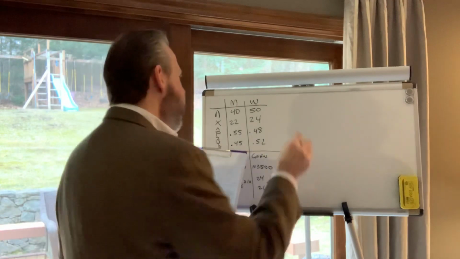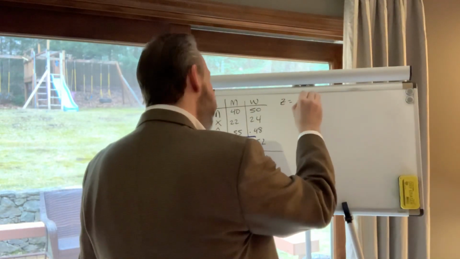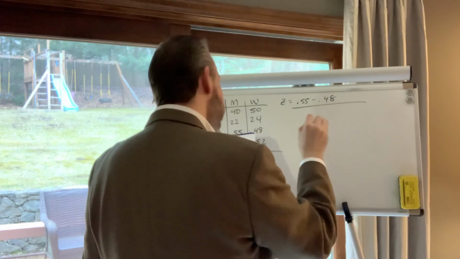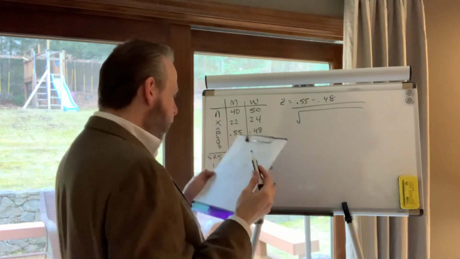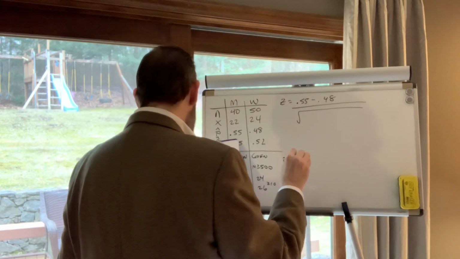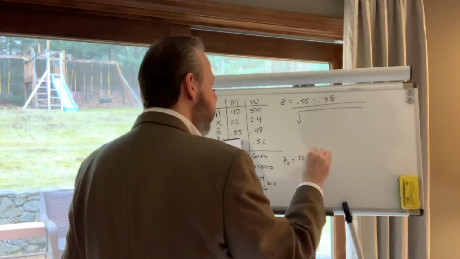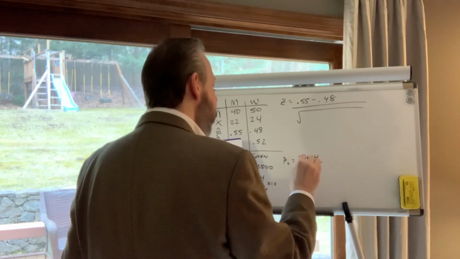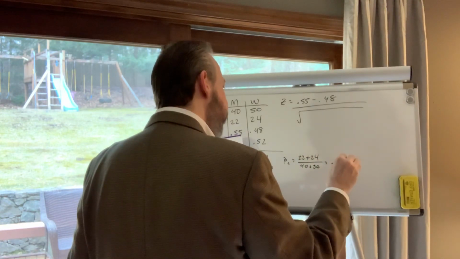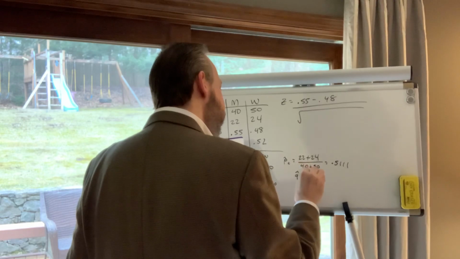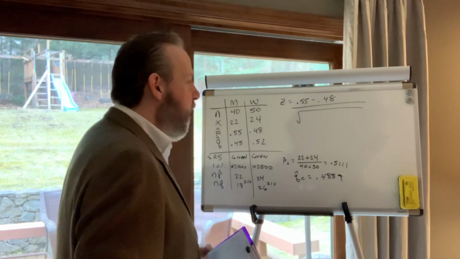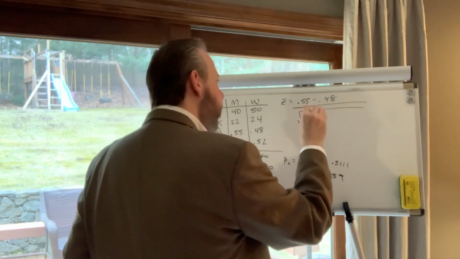All right, so my z-score formula is going to be 0.55 minus 0.48 over the square root of, hey, wait, we didn't find our p-hat combined yet. Well, how do we find p-hat combined? I'm going to put it over here for you. P-hat combined is 22 plus 24, the sum of the x's, over 40 plus 50, the sum of the n's. That's 0.5111, making q-hat combined 0.4889. And that's what's going to go in here, okay?